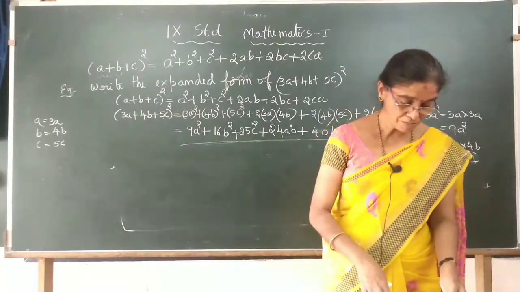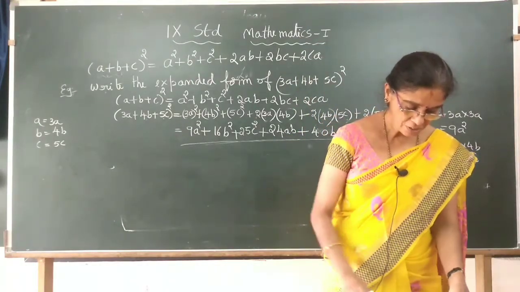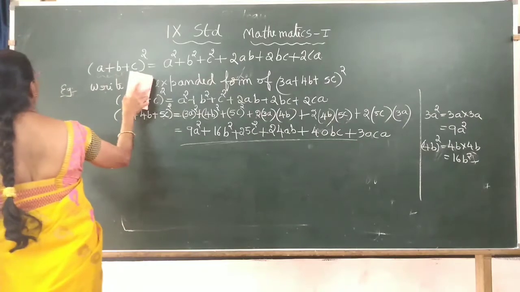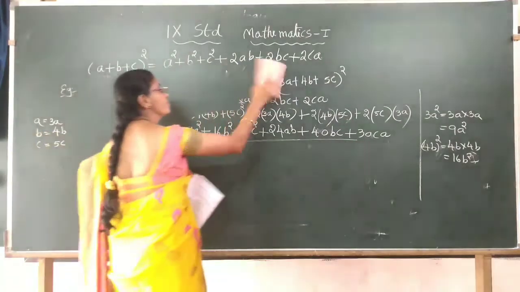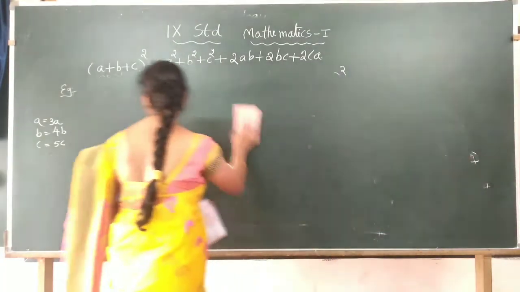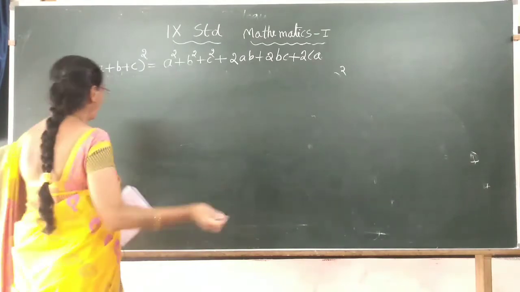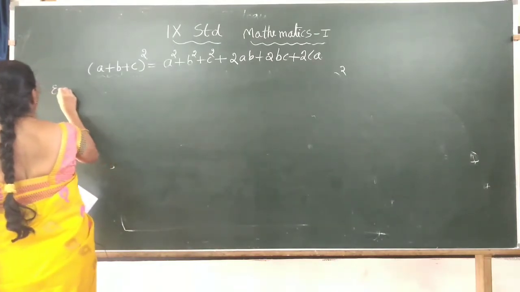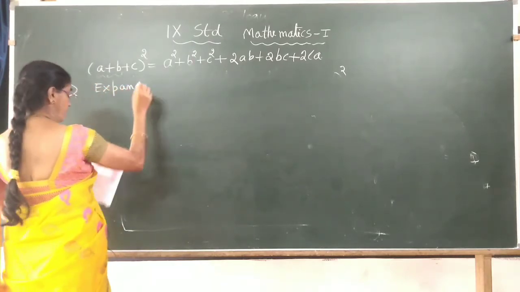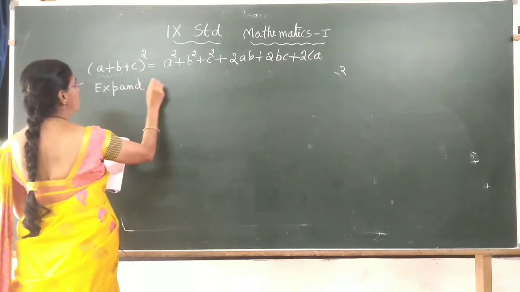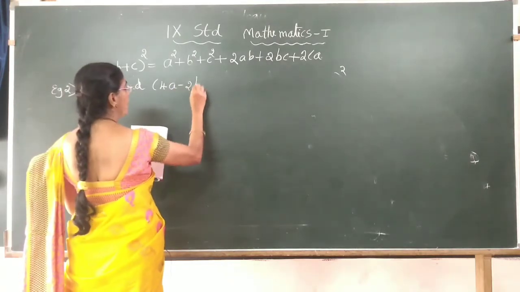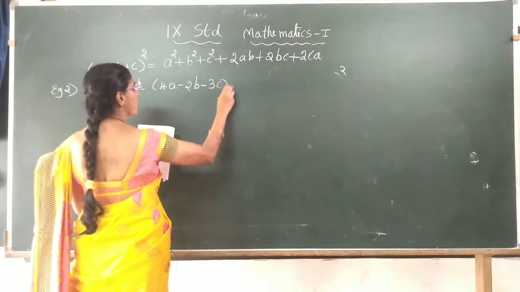If a negative sign comes, how to solve the problem? So one more problem we'll do. Expand. Second example, Example 2. Now with negative numbers we will take (4A minus 2B minus 3C) whole square.